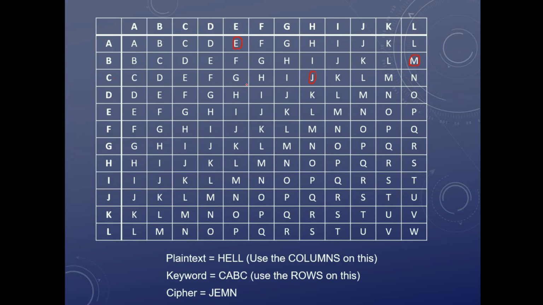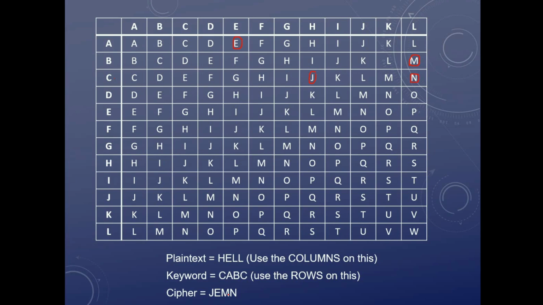Now for the last L, I'm going to row C. I'm still going to go to row L, but I'm going to have a different letter, N. So even though these two letters are the same in my plain text, they are not the same in my cipher. Now we're adding strength onto our ciphertext.